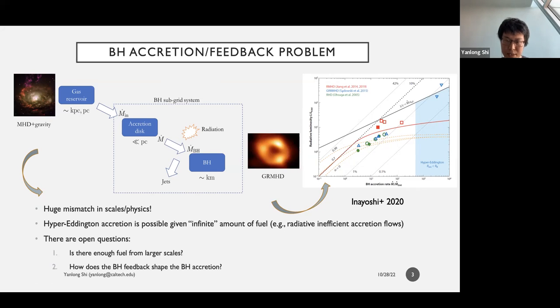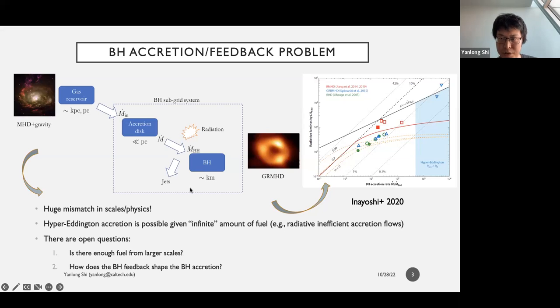People have studied the possibility of Hyper-Eddington accretion with different kinds of simulations, like the small-scale simulations in the plot on the right-hand side. You can see many different simulations and unique models. They typically assume that when the accretion rate becomes very high, the radiative luminosity from the black hole is limited or grows slowly, or sublinearly, which makes Hyper-Eddington accretion possible.